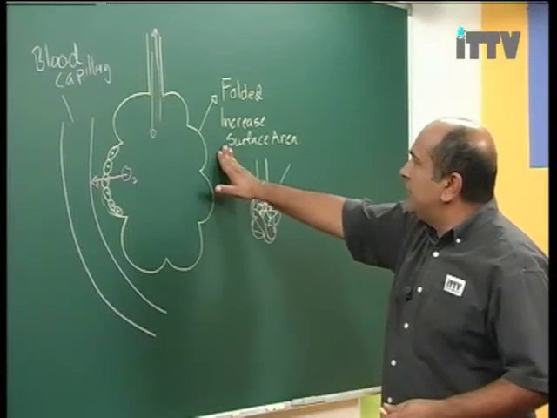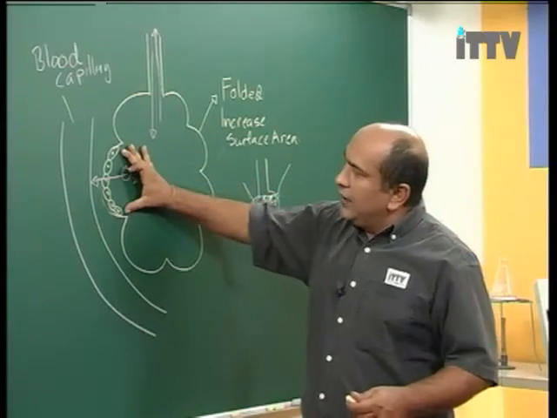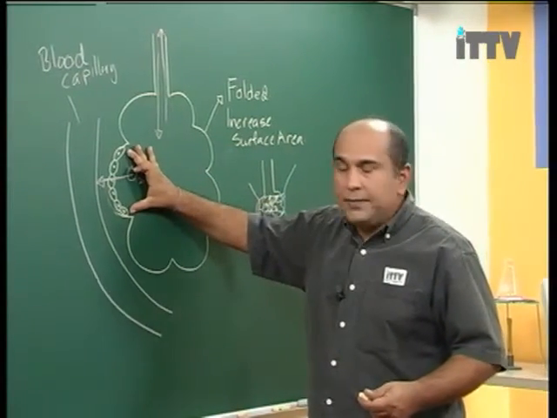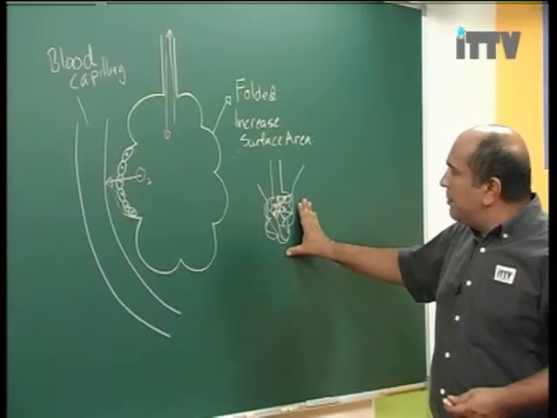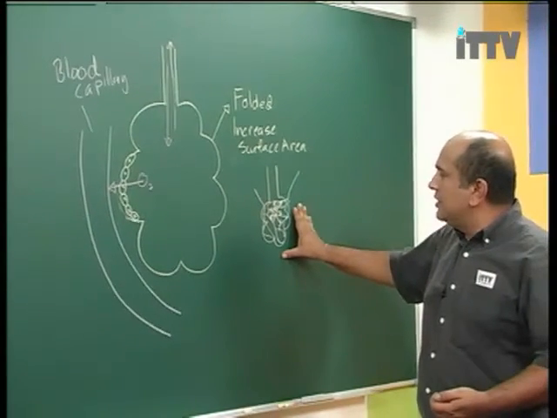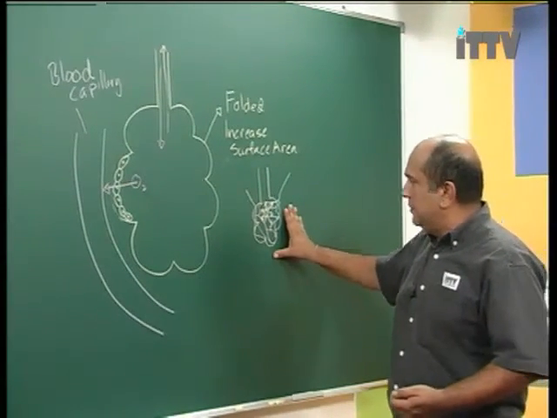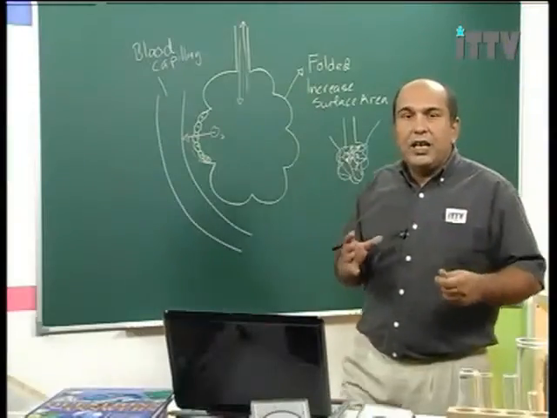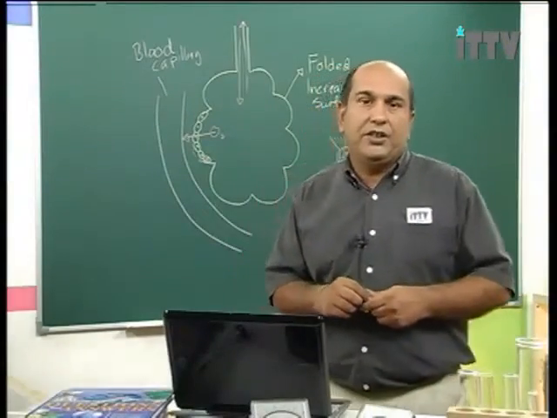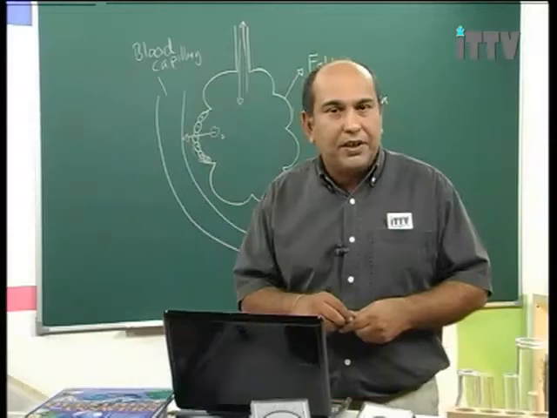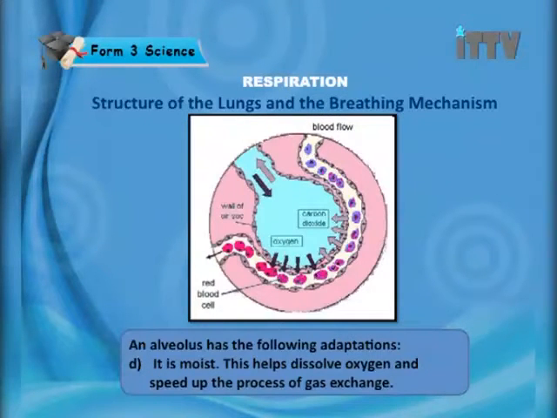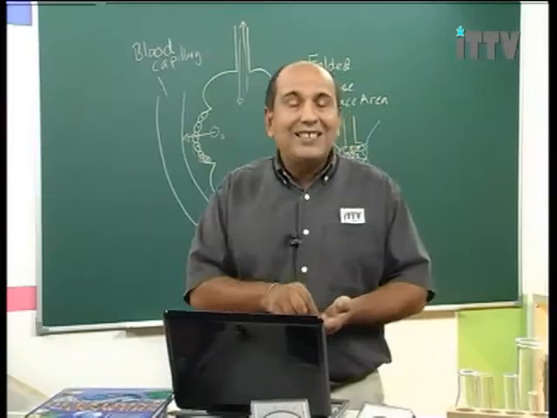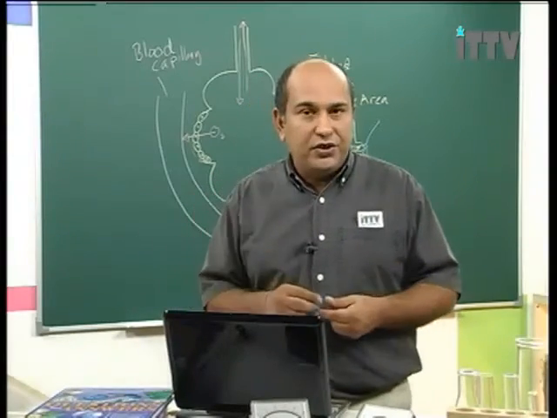Folded to increase the surface area. Thickness, 1 cell thick. Many blood capillaries so the oxygen can be absorbed faster. So those are our 3 adaptations. Now we want to look at the last adaptation. It is moist. This helps dissolve oxygen and speed up the process of gas exchange. So this last adaptation is to deal with the moisture.